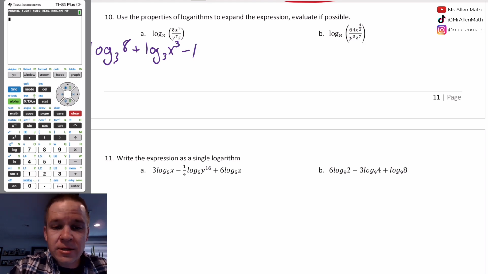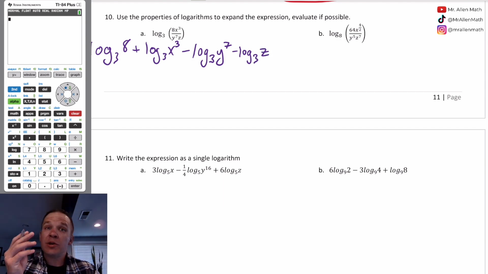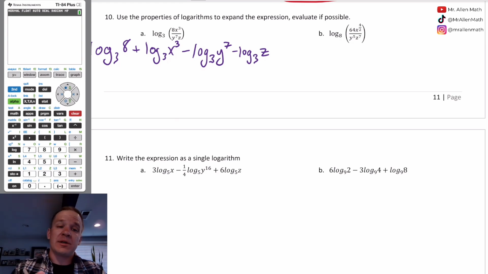Then we got minus log base 3 of y to the 7th. And we have minus log base 3 of z to the first. No exponent there, all right? So it's to the first. Now I'm going to evaluate if possible, and I'm going to move those exponents of the argument, right? It's x cubed, it's y to the 7th. We're going to move those out as coefficients.